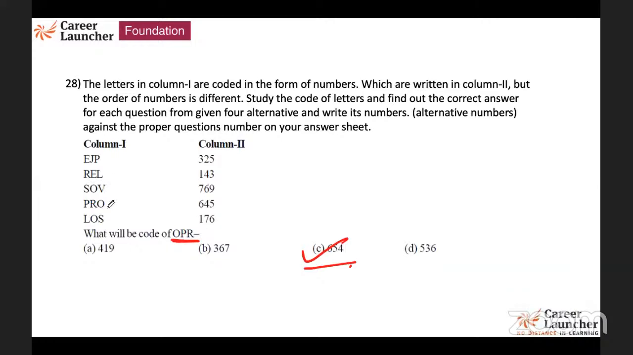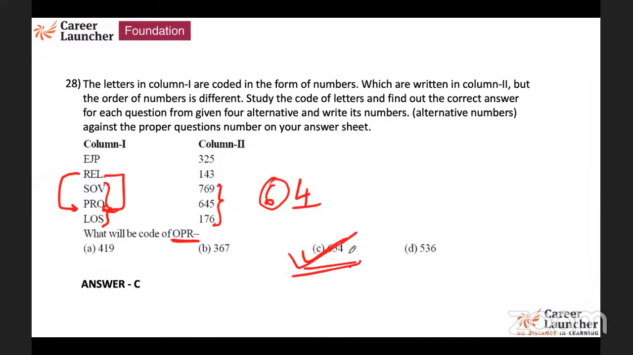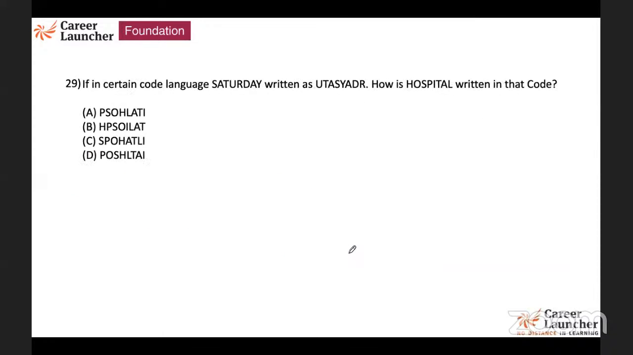OPR. O has to be common. What is common here? 6 has to be there. Then R has to be there, right? Between these two, one of them has to be common. 1, 4, 3, 6, 4, 5. 4 has to come. 6 and 4 have to be there. 6 and 4 are there only in C, and that's the answer. This one is very easy. I'm not even solving this for you.